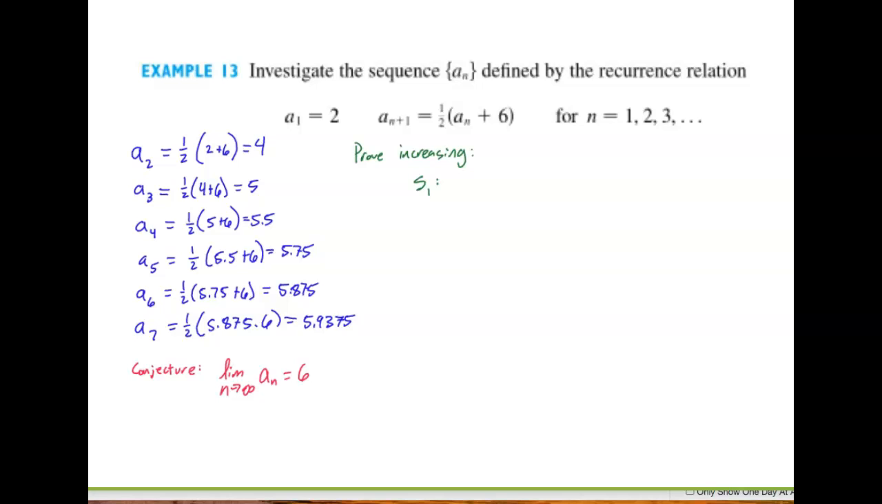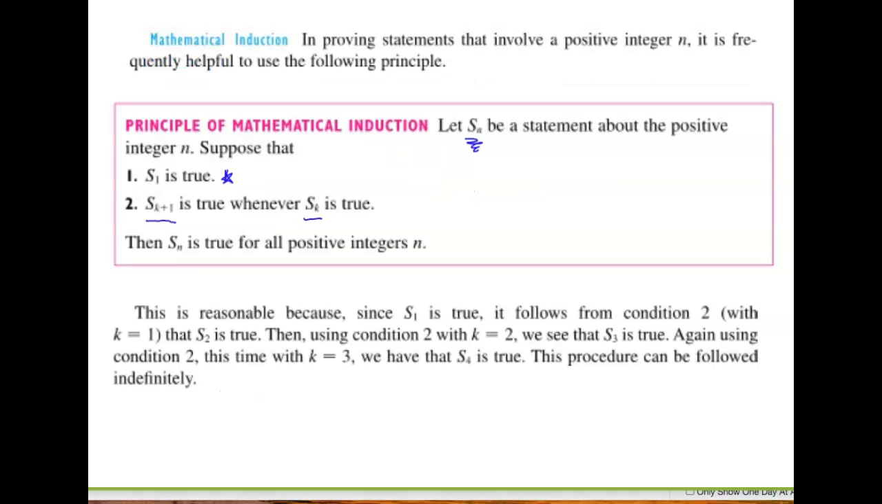So that would just be that A2 is greater than A1, right? So A2 is greater than A1 because A2 is 4 and A1 is 2, and 4 is greater than 2. So we've completed the first part of mathematical induction, which is just to show that it's true for the first part. Okay?